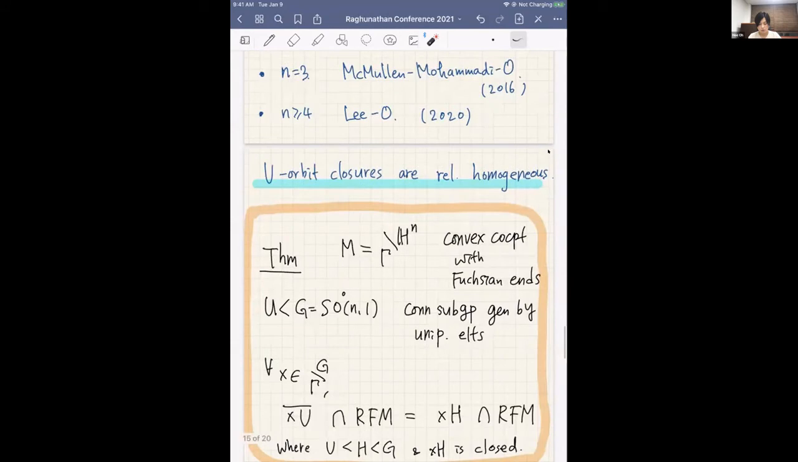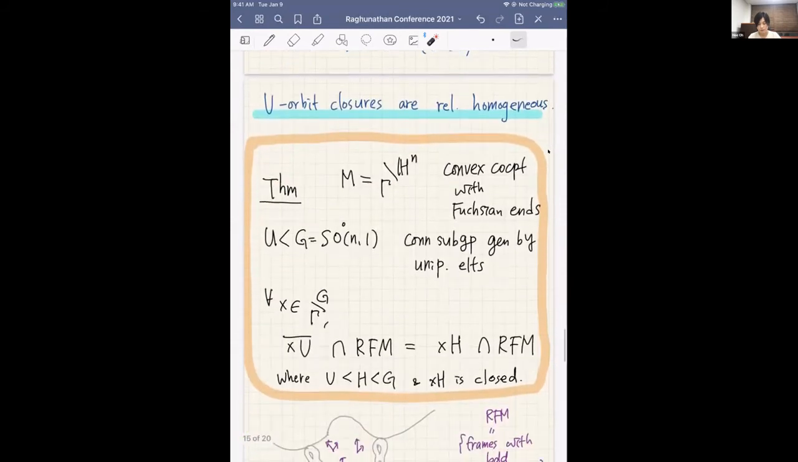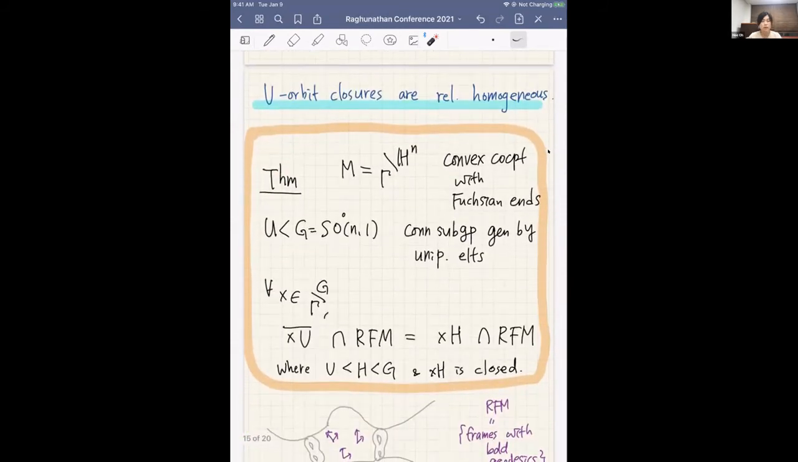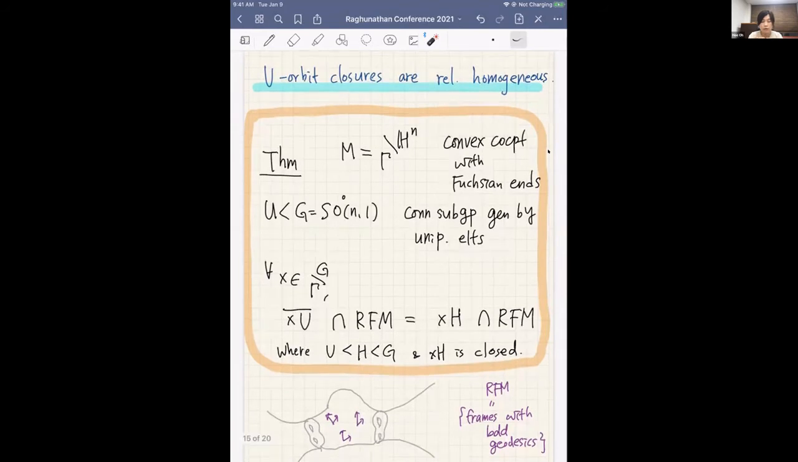So how do we prove this theorem? Just like the topological rigidity of holocycles for closed hyperbolic manifolds was a consequence of the orbit closure theorem, we also prove a statement about orbit closures for the unipotent group action. Okay? So I think a good way to summarize this theorem is that in this setting, we prove that U orbit closures are relatively homogeneous.